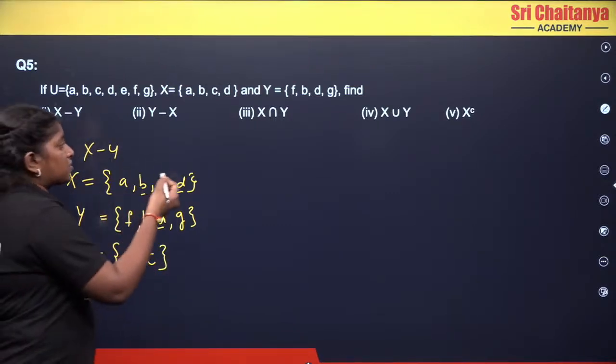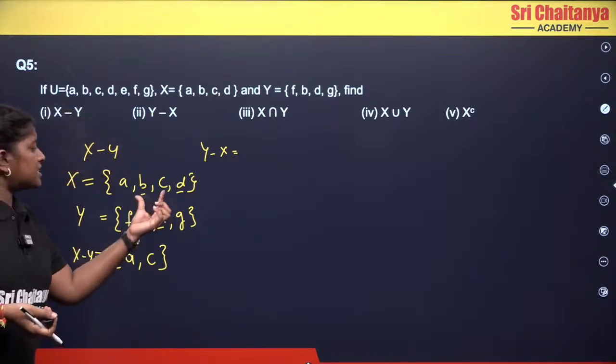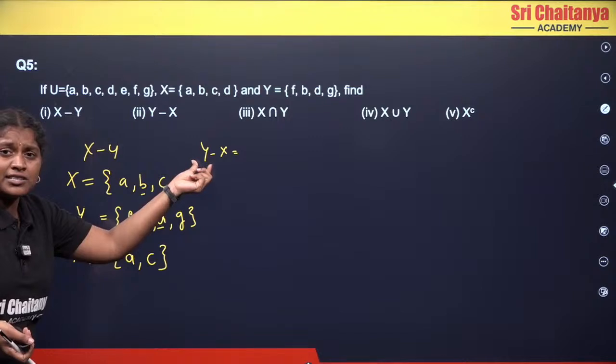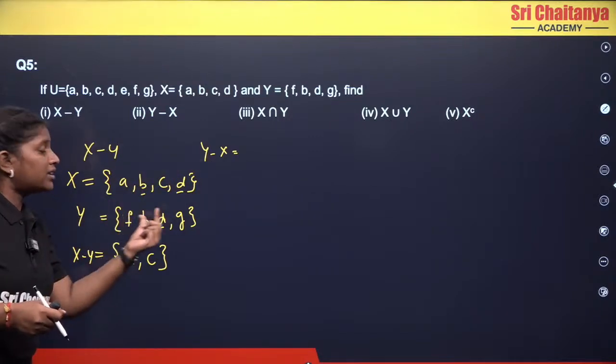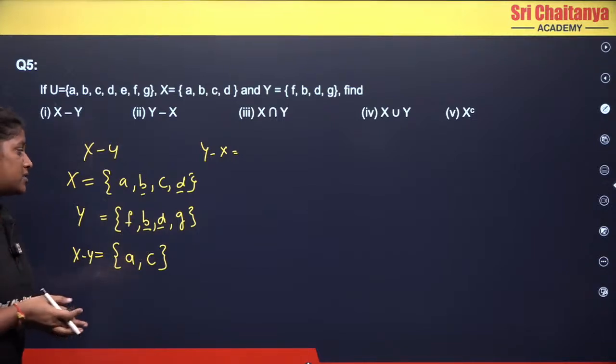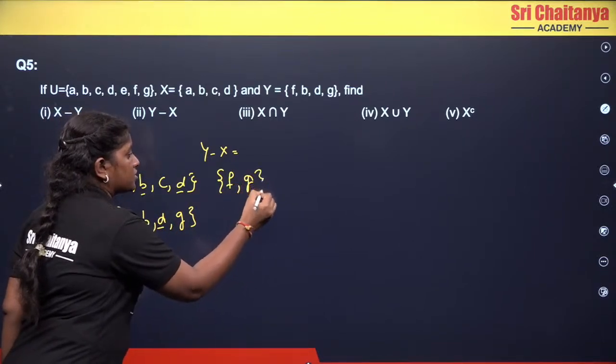Okay. Now let's go for the Y minus X. The same. We are just removing whatever the common elements, but here it is Y minus X. The first letter is Y, so we are going to write the set Y by just removing whatever the common elements. That becomes your set of F comma G.